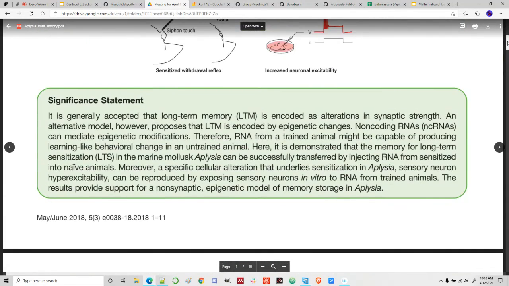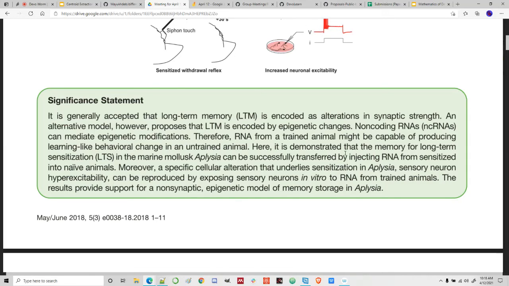So this paper has a significance statement. It is generally accepted that long-term memory is encoded as alterations in synaptic strength, and this is what we use in our neural networks as sort of an article of faith. An alternative model, however, proposes that long-term memory is encoded by epigenetic changes. So what they call non-coding RNAs can mediate epigenetic modifications. Therefore, RNA from a trained animal might be capable of producing learning-like behavioral change in an untrained animal.